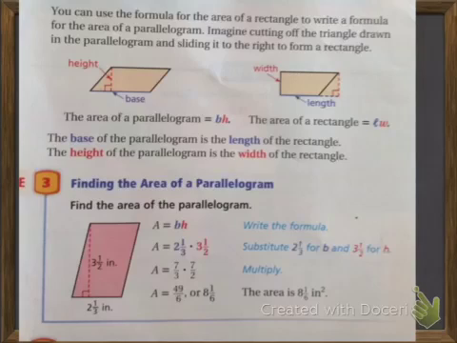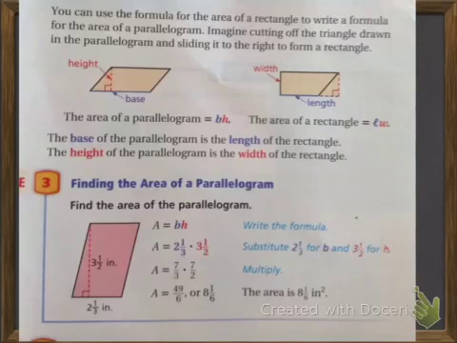So if we look at this next example, it says you can use the formula for the area of a rectangle to write a formula for the area of a parallelogram. So here's a parallelogram. Parallelograms have two sides that are parallel. If you notice, this side is parallel with this one, meaning it will never intersect. And then this side is parallel with this one. So those two lines are never going to intersect. That's what makes a parallelogram.